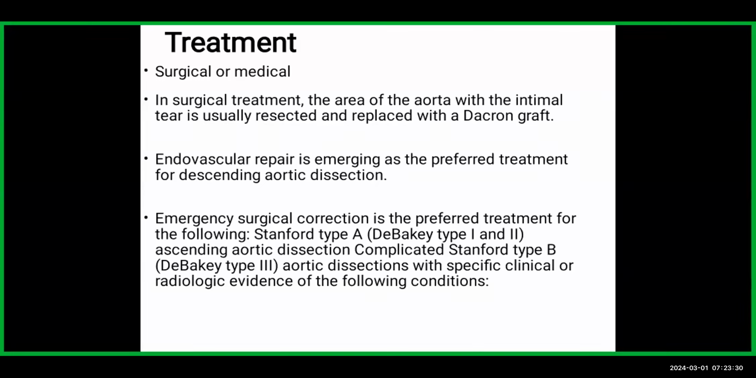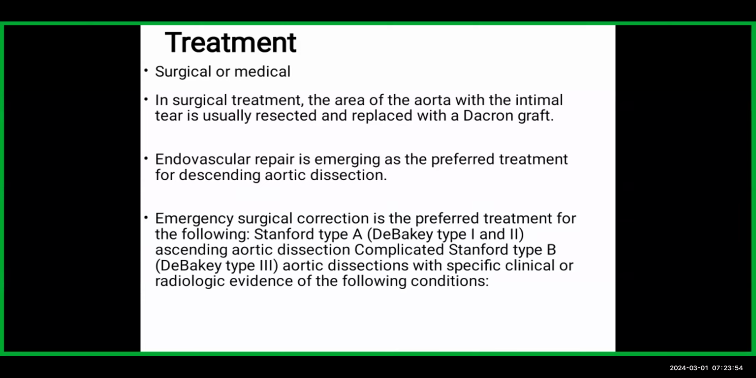It can be surgical or medical. Usually, of course, this is where you involve the vascular surgeons, and they can resect or replace the dissected aorta using a graft. Most of the time they replace it with a Dacron graft, and emergency surgical correction is the preferred treatment for the fallen, especially for Stanford type A.